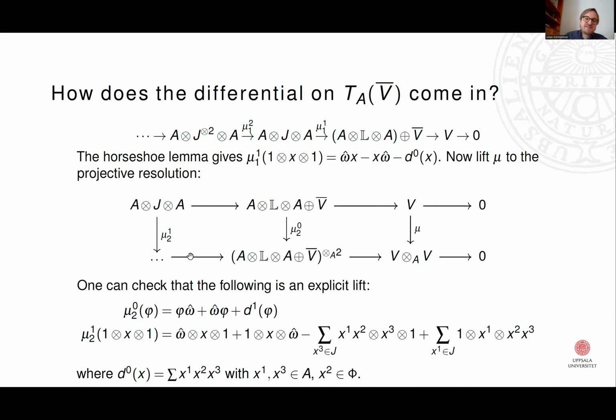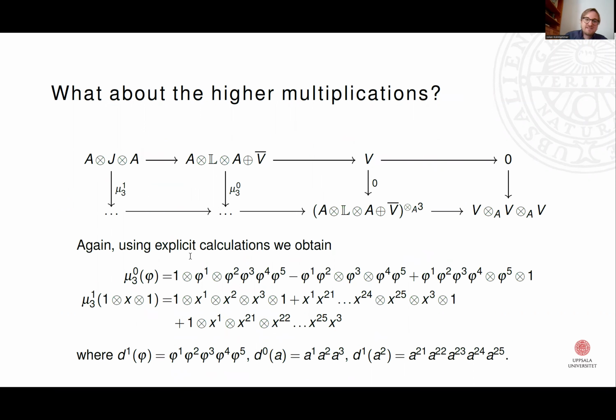Now we can go on with mu3, doing a similar method. So what about the higher multiplications? Mu3 is of degree -1. So actually, it will be given by such maps, right? Mu3 0, Mu3 1, and so on in these degrees.